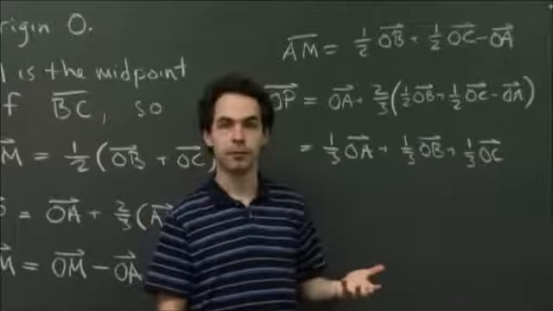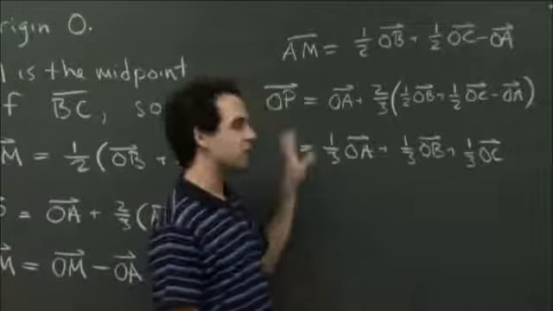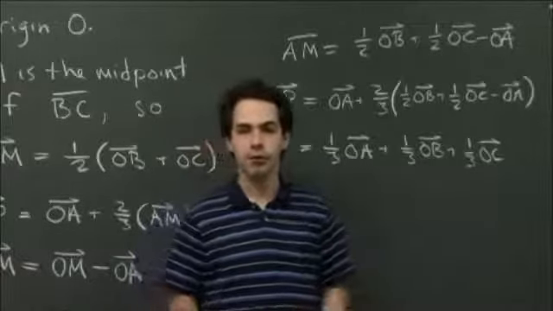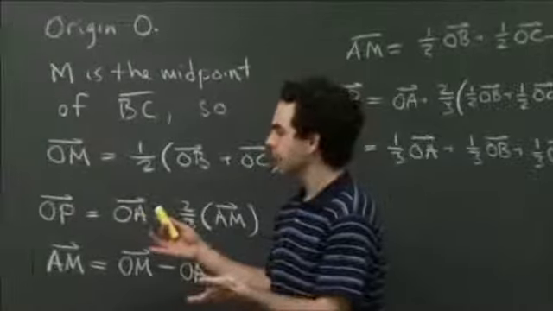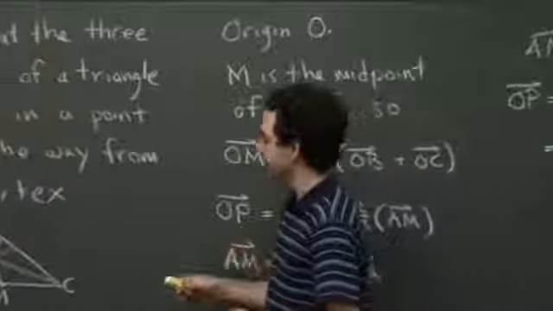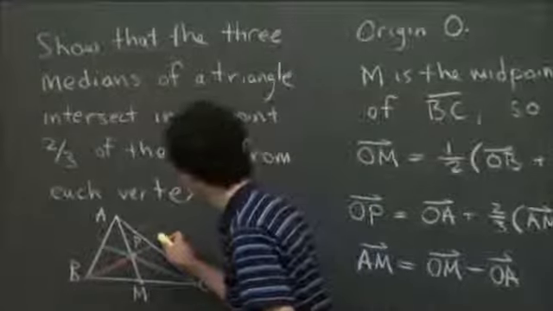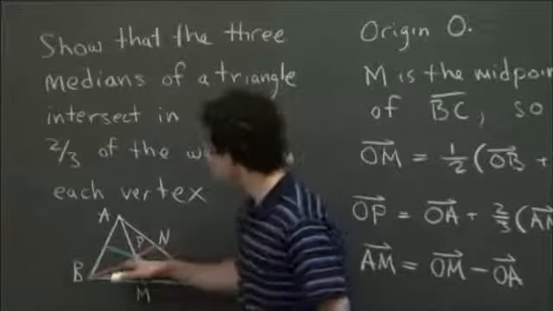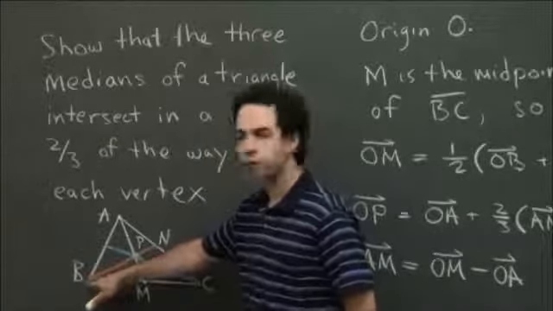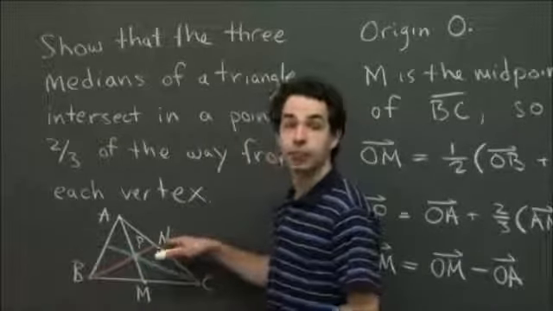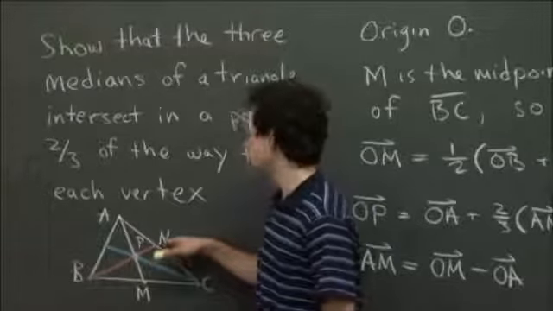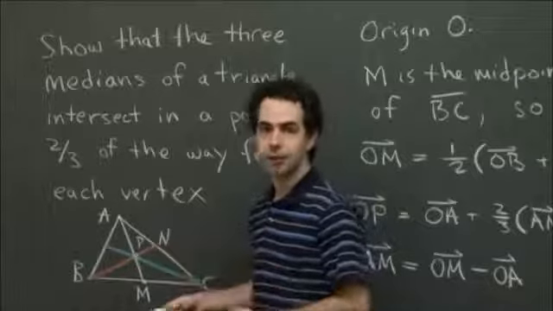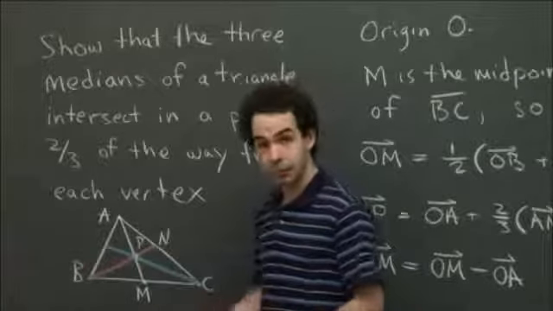Now to finish the problem, I just have to show that this is the same location as the point that trisects the other medians. So how would I do that? Well, I could go back to my triangle, and I could do exactly the same thing. Maybe I'll give this point a name also. I'll call this midpoint N, say. So I could let Q be the point that lies 2/3 of the way from B to N. And then I could write down the position vector of N in terms of OA, OB, and OC. And then I could use that to write down the position vector of Q in terms of OA, OB, and OC. And I'll get some expression.